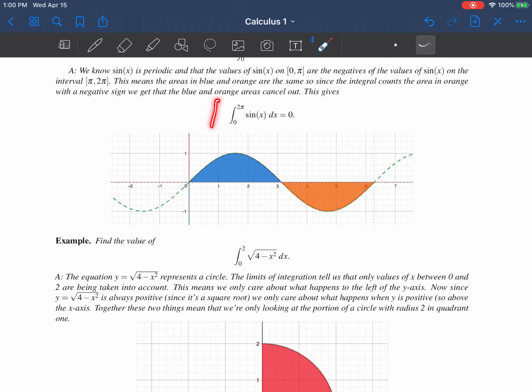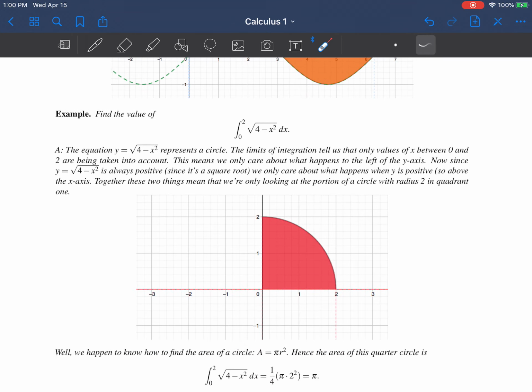Maybe you should take some time and try to think about how you can set up an integral with the graph of cosine that will also give you 0. Now let's talk about this second example. Again, we're trying to find the value of the integral, and we're going to do it by thinking of this integral in terms of area, right? What is this describing in terms of area?